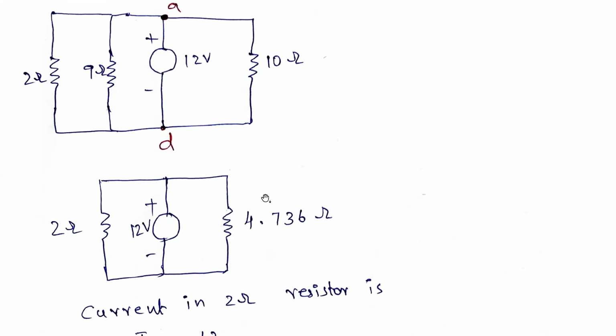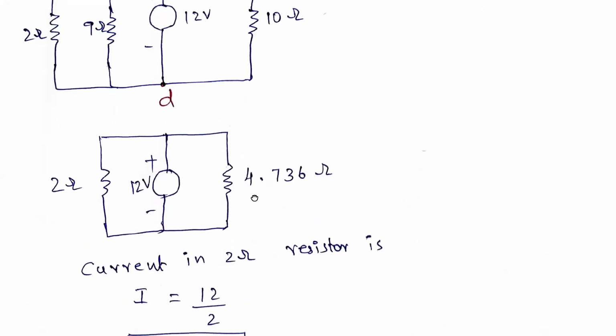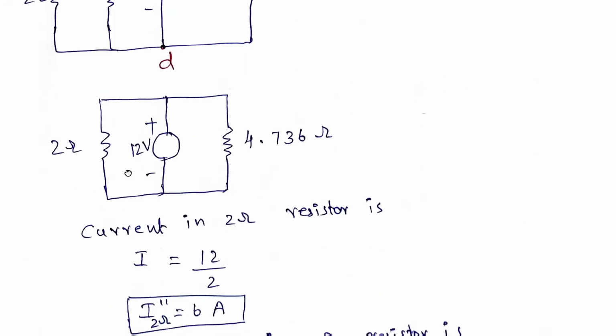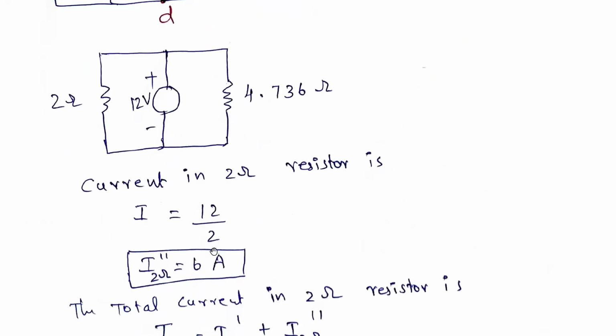So 9 into 10 divided by 9 plus 10. So if you simplify this, you will get 4.736 ohms. So that I am taking over here. So now what we need to find out is current flow through this 2 ohm resistor. So the current flow through this 2 ohm resistor is I is equal to V by R. So V is 12 volts divided by this 2 ohms. So that is 6 amperes.